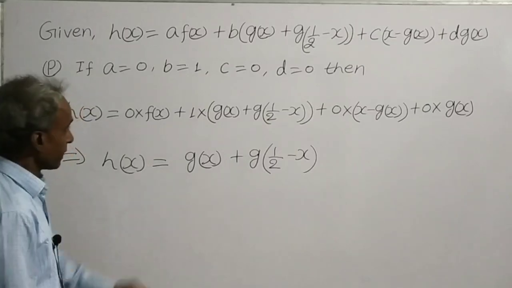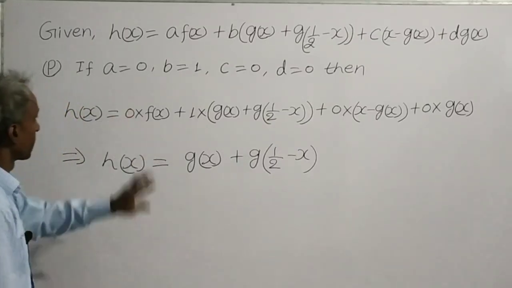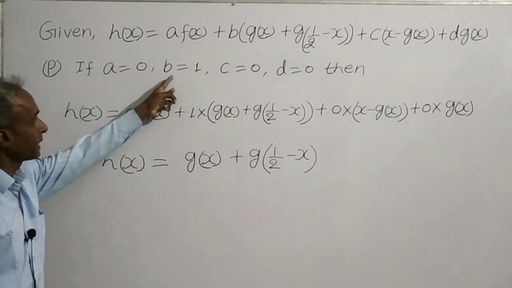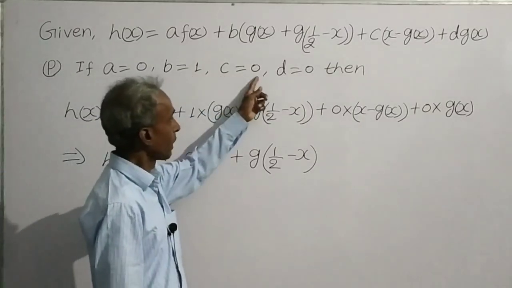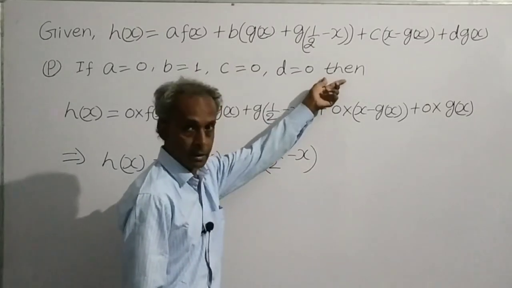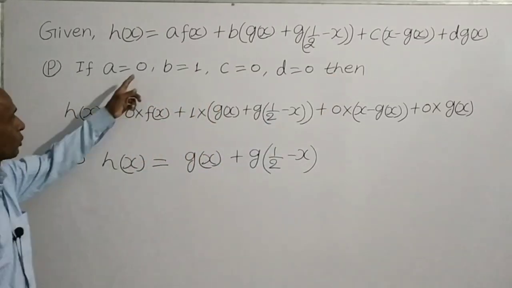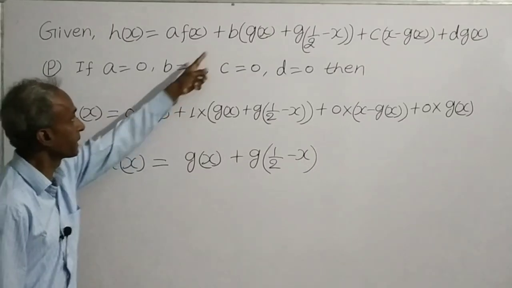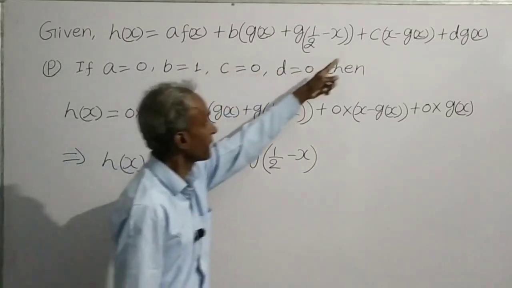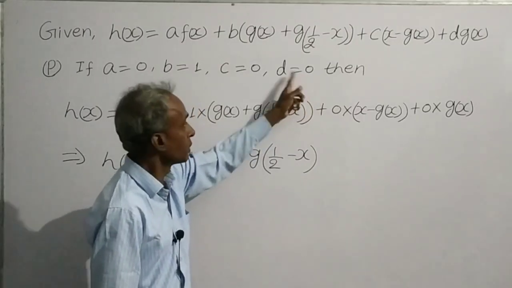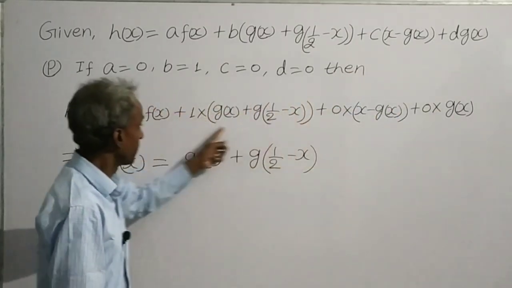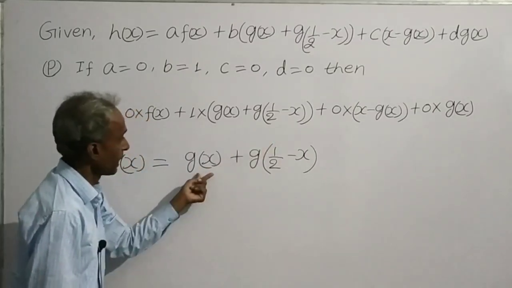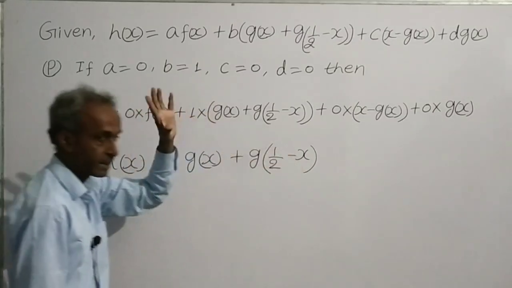In entry P of list 1 of this question, it is given that when A is equal to 0, B is equal to 1, C is equal to 0, D is equal to 0, then when we put 0 in place of A here, 1 in place of B here, 0 in place of C here, and 0 in place of D here, like this, then we get Hx is equal to Gx plus G of 1 by 2 minus X.